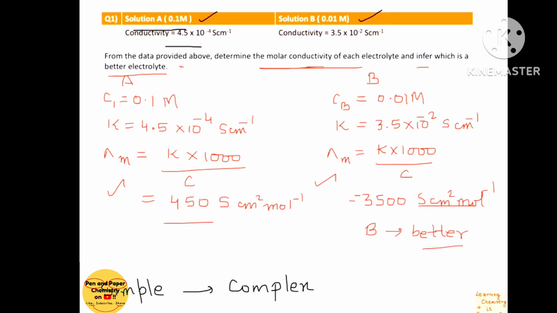So half a mark for the correct answer with the correct unit, half a mark for the correct answer with the correct unit. And which is a better electrolyte? So B is a better electrolyte because of its higher molar conductivity. So when you write that, you get another 1 mark. And that is how we grade the students in terms of their marking scheme. So are you ready to go on to the next question?